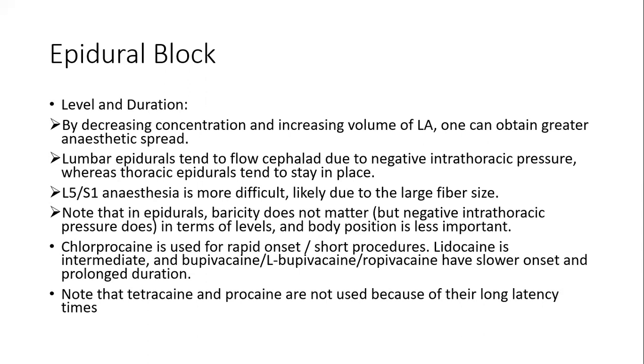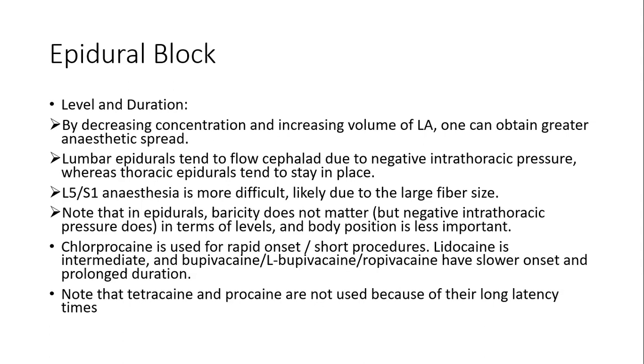Lumbar epidural tends to flow cephalad. All right, this is due to negative intrathoracic pressure. But when you are giving thoracic epidurals, the local anesthetic solution tends to stay where you injected it. All right, performing lumbar epidural at L5-S1 is more difficult because of the larger fiber size in this location. And note that in epidural, baricity does not have much role as opposed to in spinal anesthesia in terms of the level of block, and body position is also less important.